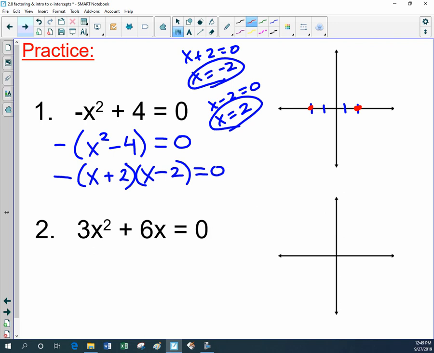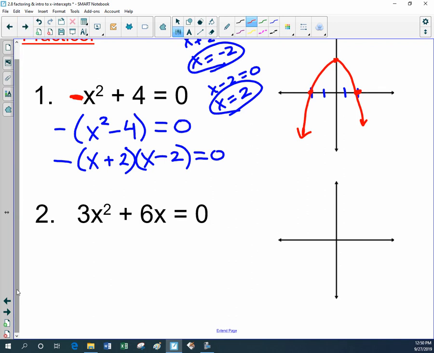Vertex is at 0, and is it above the line or below the line? Does it open up or down? It opens down, so would it be above or below? It'd be above. This is negative, so if the first term's negative, it opens down. Yep.